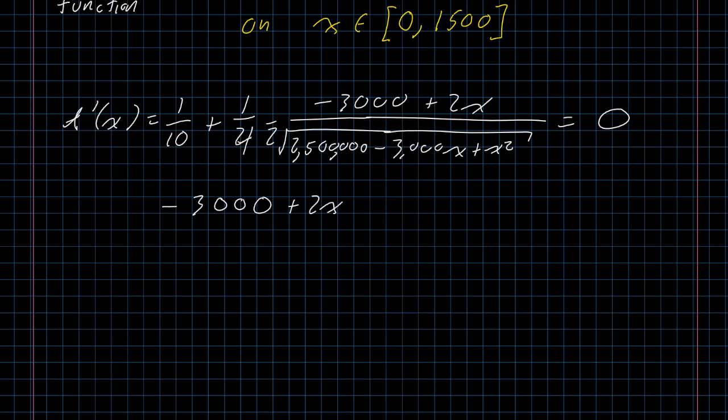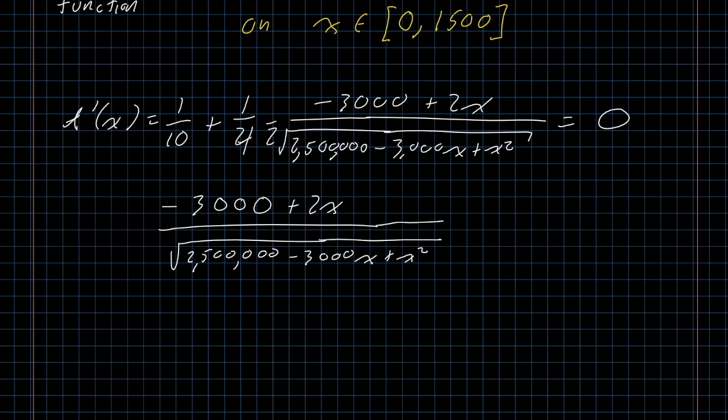plus 2x over the square root of 2,500,000 minus 3,000x plus x squared is equal to negative 8/10. From here, the cross product test looks appealing to me.